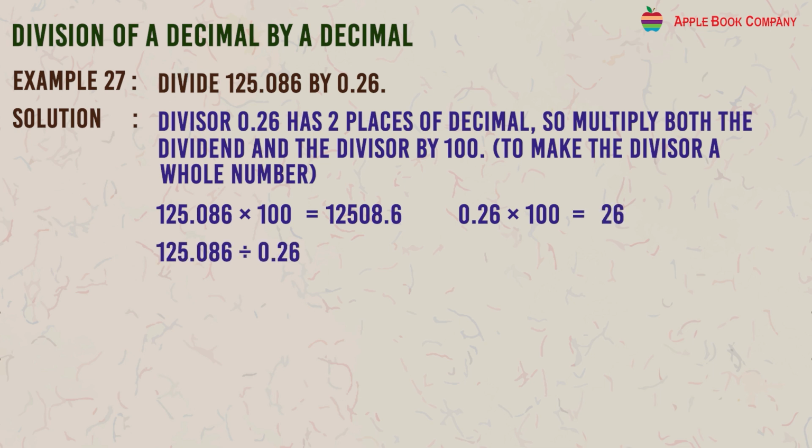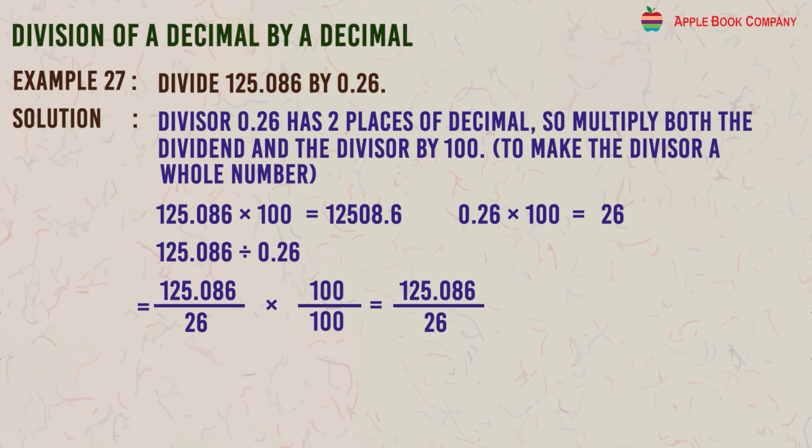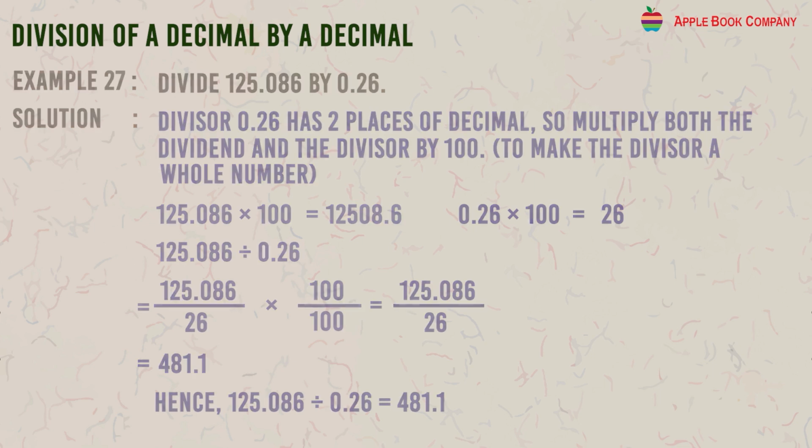Therefore, 125.086 divided by 0.26 is equal to 125.086 into 100 by 0.26 into 100. It can be written as 12508.6 divided by 26, which is equal to 481.1. Hence, 125.086 divided by 0.26 is equal to 481.1.